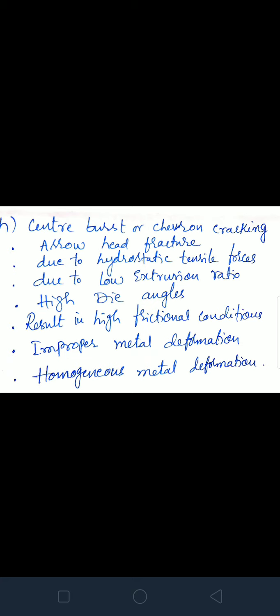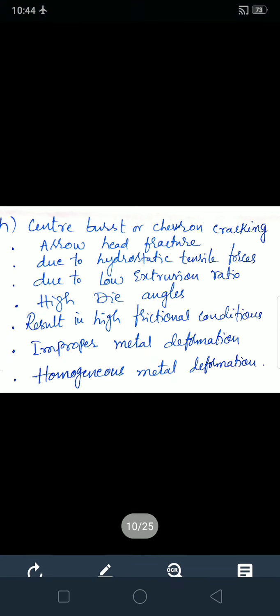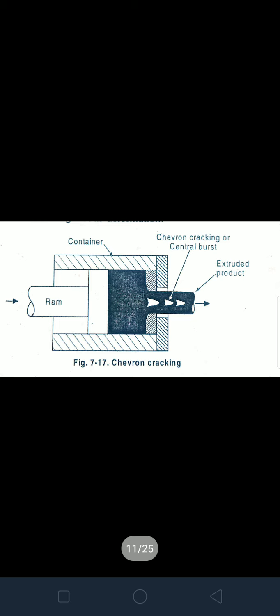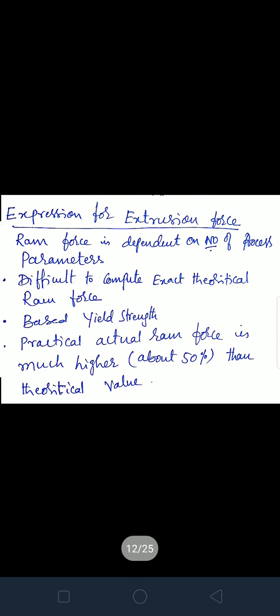These defects can be avoided by the use of suitable die and lubrication, favoring sound material flow and homogeneous deformation, as clearly shown in the figure. You see in the figure that zipped-type cracks or chevron cracking, discontinuous fracture surfaces, are formed on the extruded part. You can observe it clearly on the workpiece. So this is exactly chevron cracking.